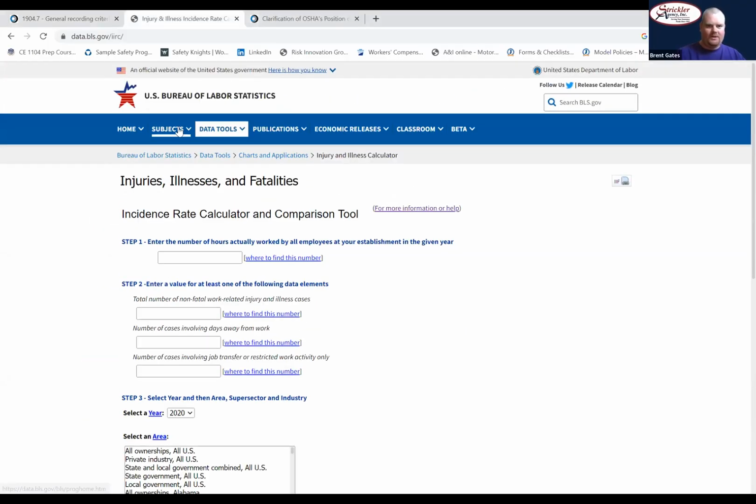So this is what's called the U.S. Bureau of Labor Statistics Incidence Rate Calculator and Comparison Tool. So this is a way that I evaluate potential prospects for our insurance agency, but also to compare our client. Let's say we have an excavating contractor and we want to compare them against every other excavating contractor in the United States. We can compare their TRIR and their DART rate by using this exact tool.